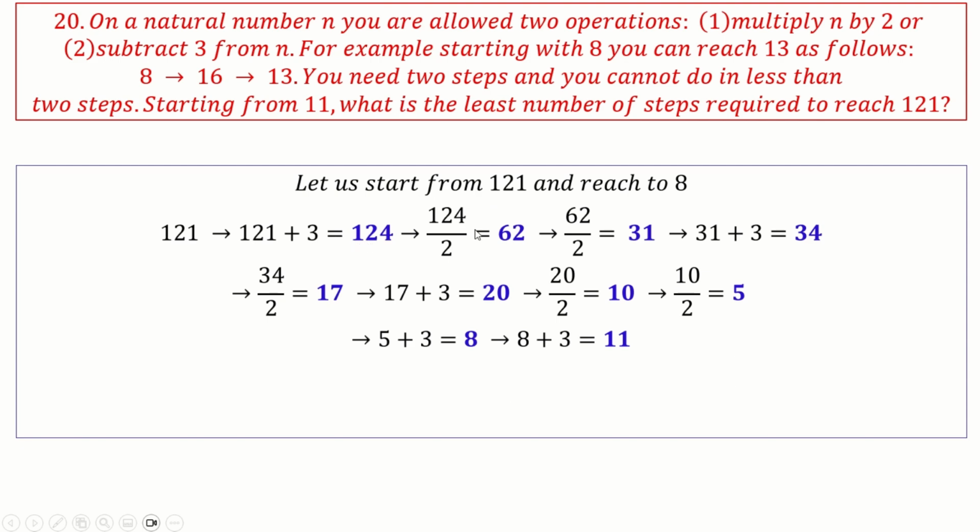So how many steps have we taken? 1, 2, 3, 4, 5, 6, 7, 8, 9, 10. In 10 steps, we actually reached from 121 to 11. So if you do it in reverse, from 11 to 121, you will reach in 10 steps. Okay, minimum moves is 10. Okay, this is moderate.